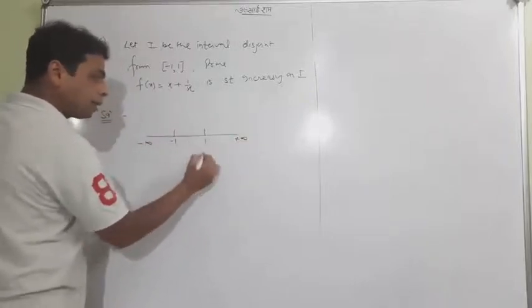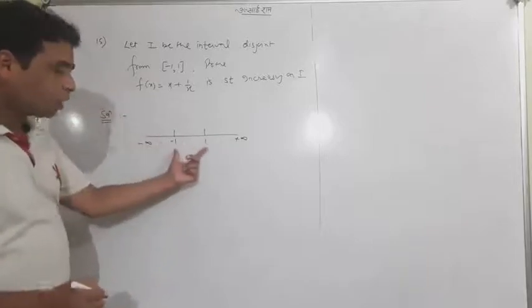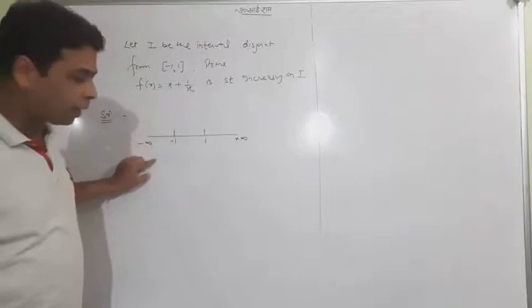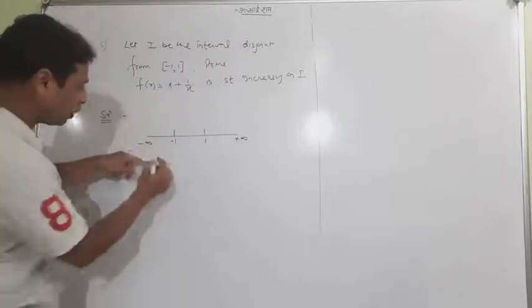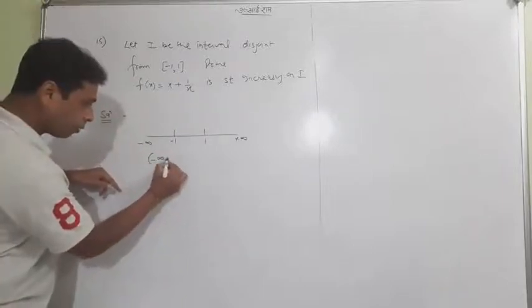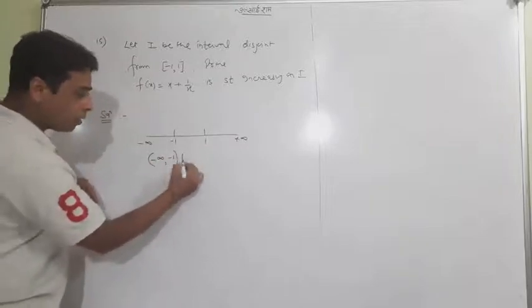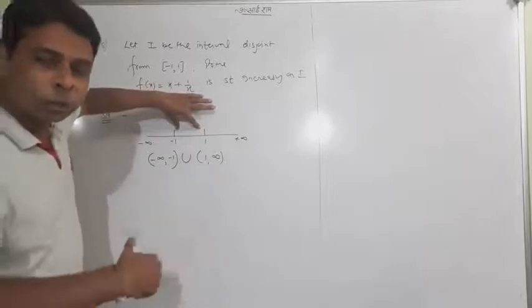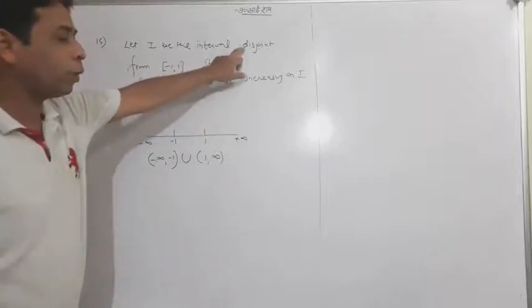your I is the set which is except minus 1 to 1, meaning minus infinity to open interval minus 1, and 1 to infinity. We exclude minus 1 to 1 because it is a disjoint set.